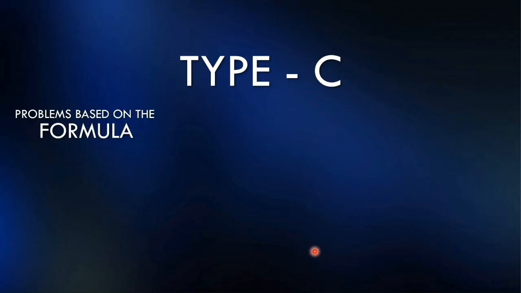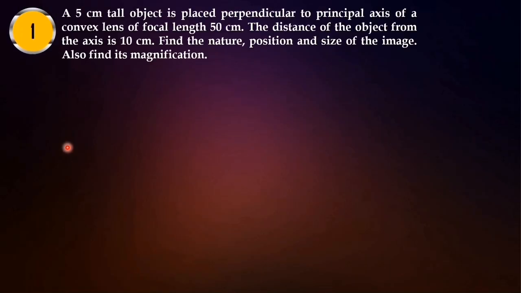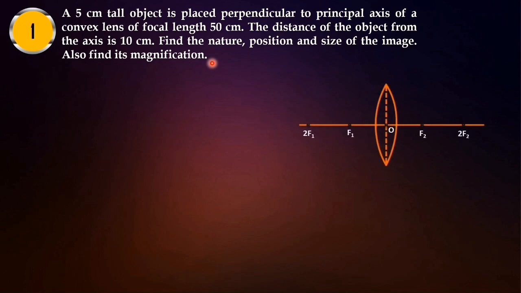Great. Now let us solve some questions of type C. So these problems will be based on the lens formula, that is 1 by v minus 1 by u equal to 1 by f. And also we will use the magnification formula. Okay. Now let us see the first question. A 5 cm tall object is placed perpendicular to principal axis of a convex lens of focal length 50 cm. Okay. The distance of the object from the axis is 10 cm. Find the nature, position and size of the image. Also you have to find its magnification. Okay, so this is an interesting question.